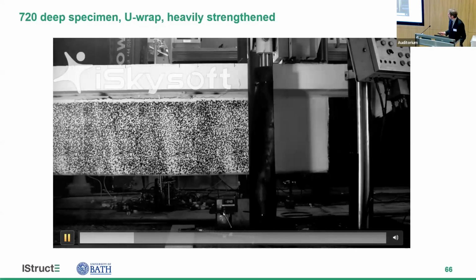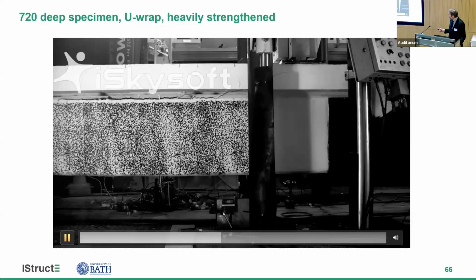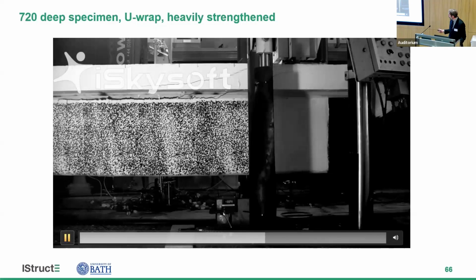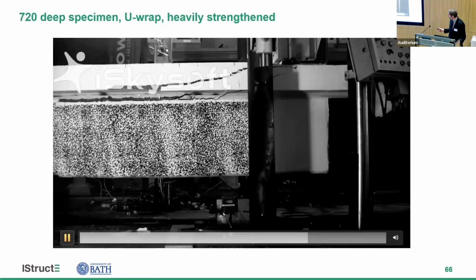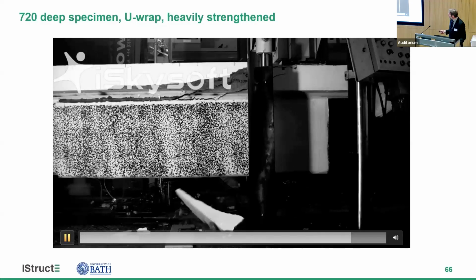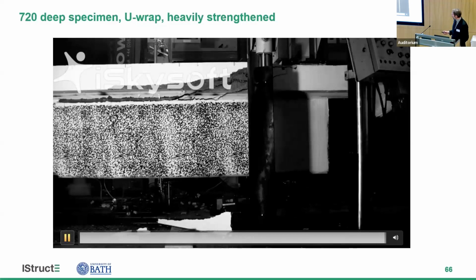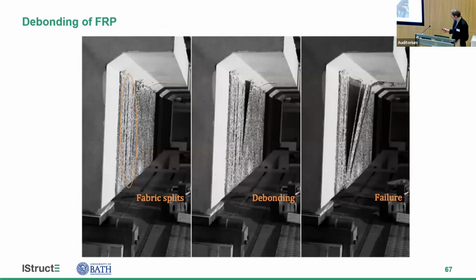So this is the UWRAP specimen. That crack along the top there is where the FRP started to debond, and then we get that full shear failure. And you can see as the test progresses how that FRP has debonded from the surface of the concrete.